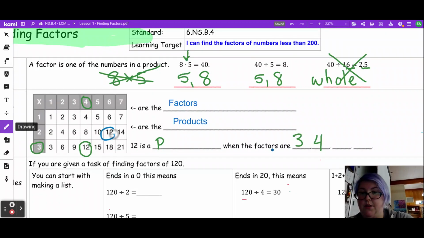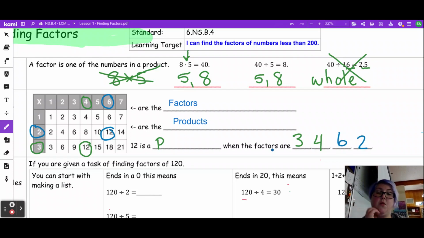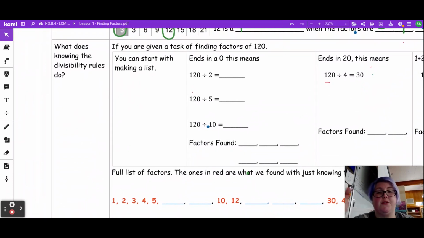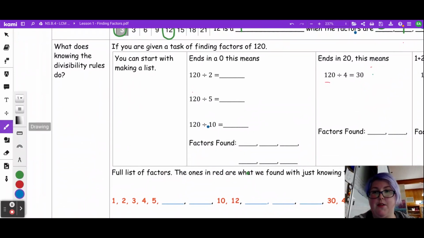You'll find 12 in your multiplication chart, 6 and 2. So the factors are 3, 4, 6, and 2. So 12 is a product when these are the factors. So now, what does knowing the divisibility rules do? So that question tells us what's going to happen in the notes.